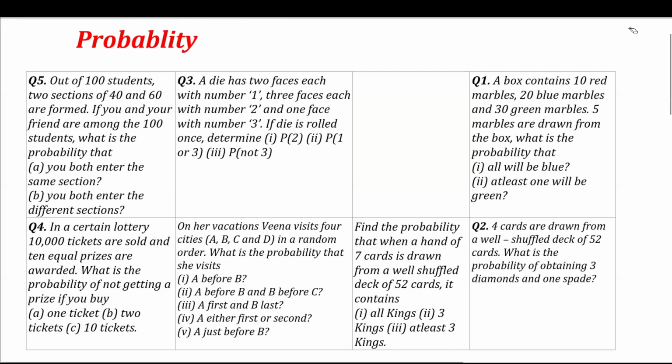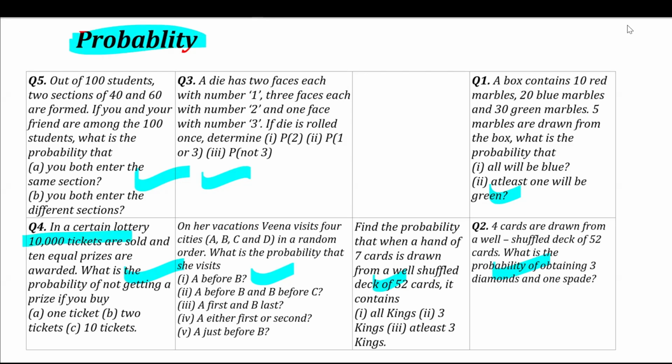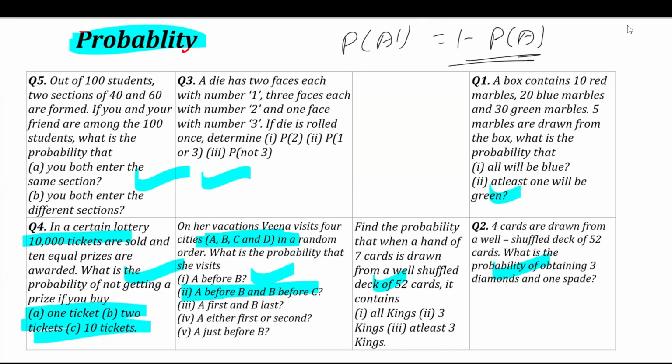In this video, we are going to do these 7 questions from the chapter probability. The key concepts used here are combinations, that is different selections, and permutations. The other concept used here is that the probability of A not happening is 1 minus the probability of A happening. So let's begin with solving one by one.